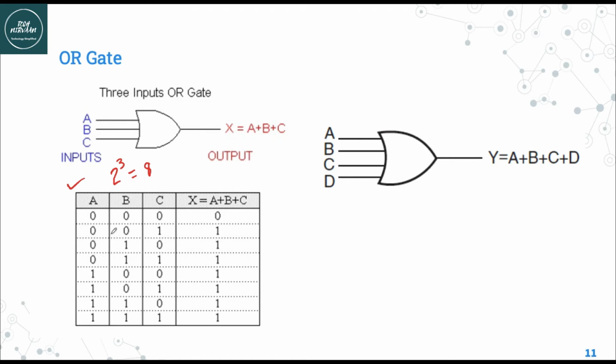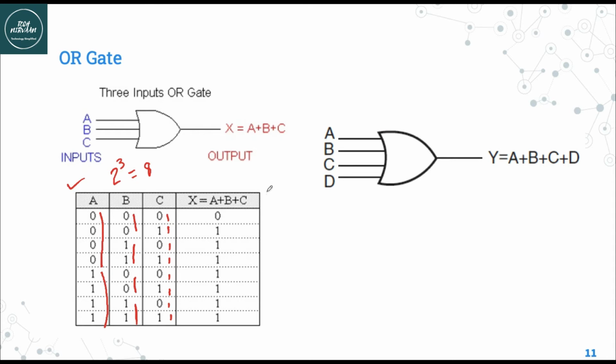These are 0 0 0, 0 0 1, 0 1 0, 0 1 1, 1 0 0, 1 0 1, 1 1 0 and 1 1 1. If you want to remember this, we will write 0 4 times in A, then 1 4 times, then 00 11 00 11, and in the third case 0 1 0 1 0 1 0 1. So from this you can remember the combinations.